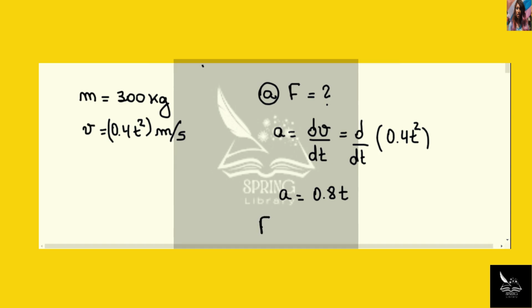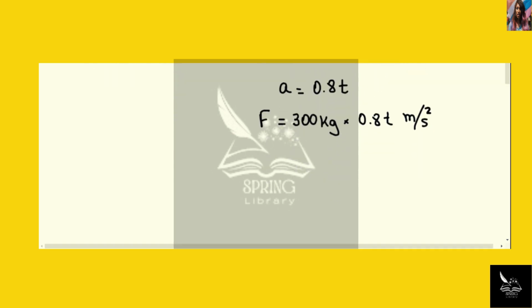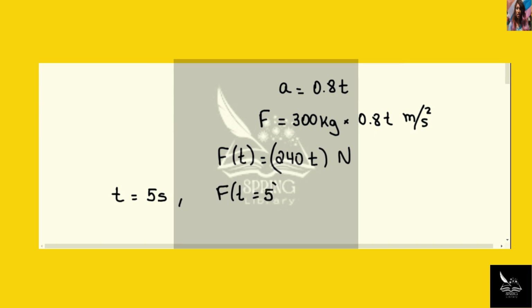Now the force is equal to the mass, which is 300 kilograms, times the acceleration, that's 0.8 t meters per second squared. So the force as a function of time is equal to 240 t newtons. Now the exercise asks us the force at time t equals 5 seconds. So at 5 seconds, we have that the force is 240 times 5, and this is 1200 newtons. So this is the answer to question A.